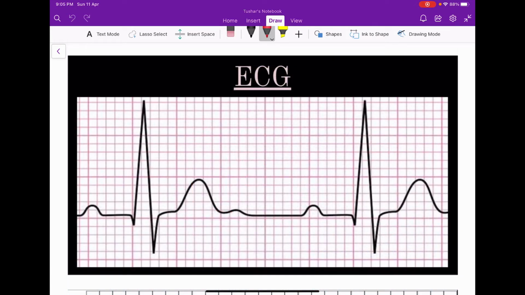So this is how a normal ECG looks. On this ECG, the pattern that we see is the P wave, from here to here. The P wave is the depiction of atrial depolarization. That means the contraction of the atria, the left atrium as well as the right atrium.